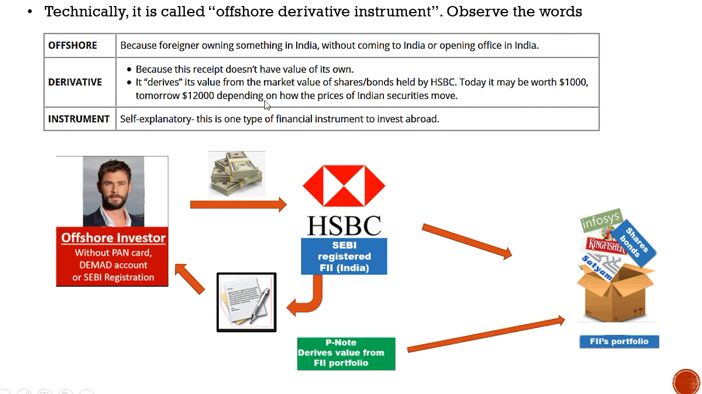Derivative, because this receipt does not have value of its own. It derives its value from the market value of the shares and bonds held by HSBC. Today it may be worth, let's say, $1,000. However, tomorrow it can increase to $12,000, depending on how the price of Indian securities moves. Third, instrument. That is quite self-explanatory. This is one type of financial instrument to invest abroad. So that's the reason the participatory note is also called an offshore derivative instrument.